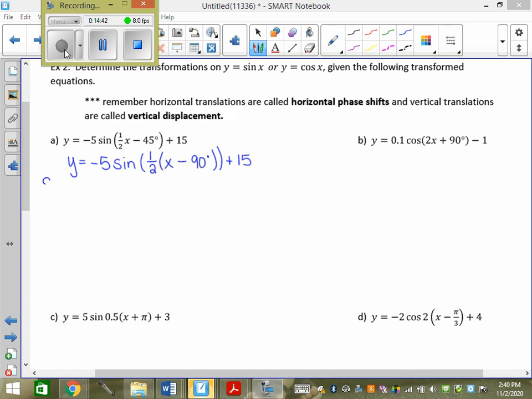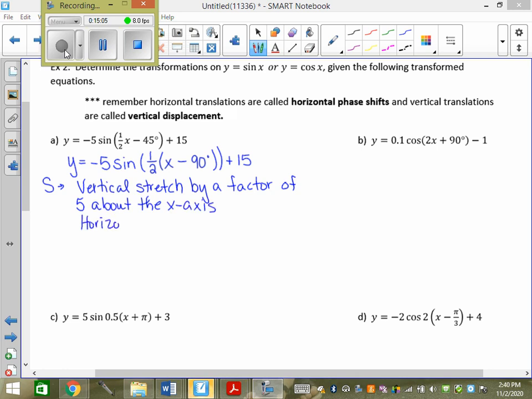So our stretch, we have a vertical stretch by a factor of 5 above the x-axis. We have a horizontal stretch by a factor of 2, because it always flips, about the y-axis.